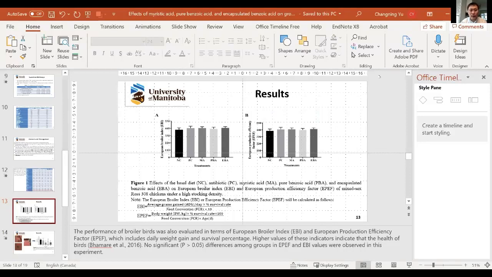Next result is the EBI and the EPEF indicators. The growth performance of the bird was also evaluated by the EBI and the EPEF, which include the daily weight gain and the survival percentage. Higher values of those indicators indicate better health of the bird.